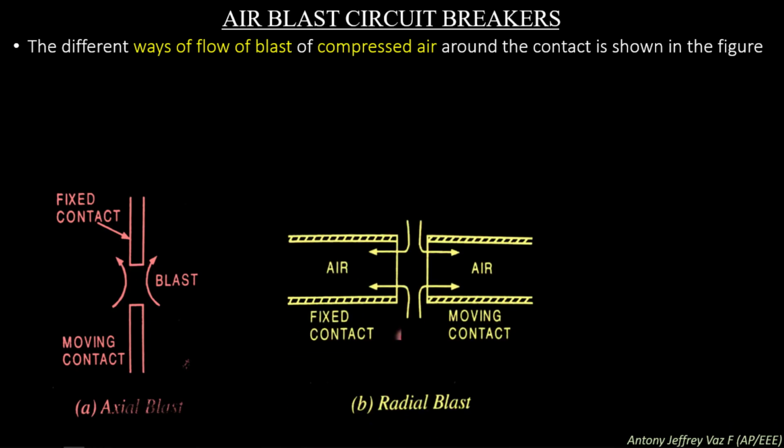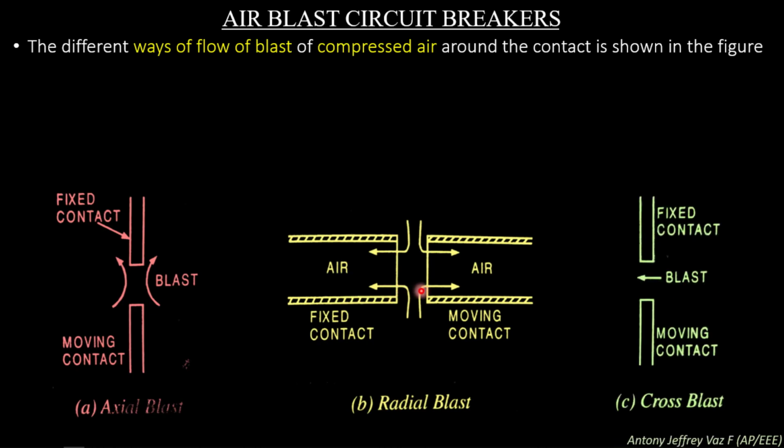The second method is the radial blast. Here, air is flown in the radial direction of the arc. And the last method is the cross blast. Here, the air is flown at right angles to the arc.